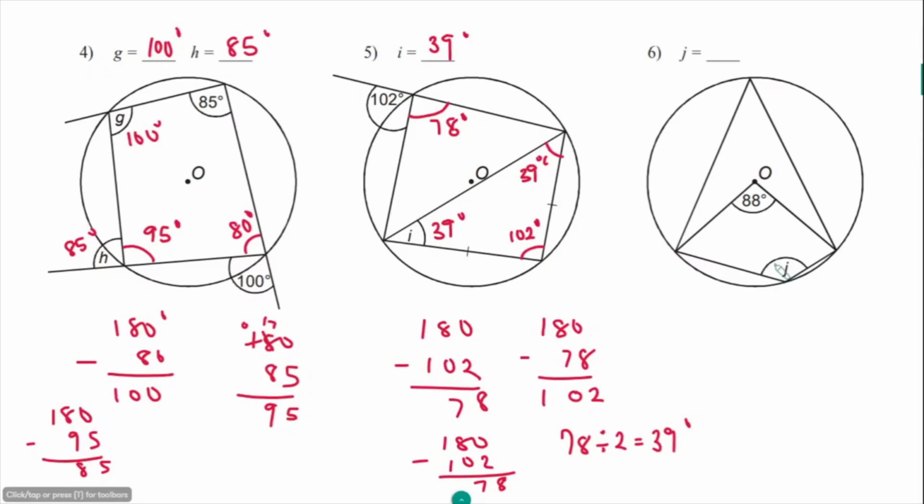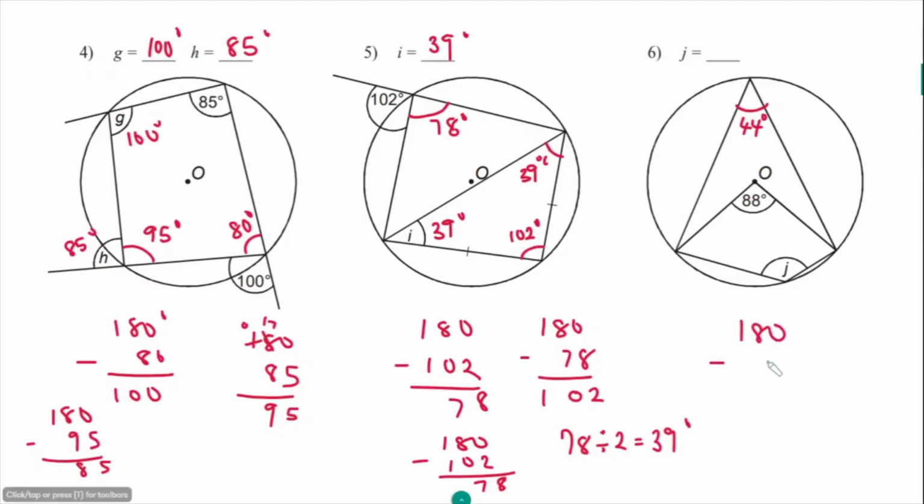There are a number of ways you could do this. You could find this reference angle here and then divide by 2 to get angle J. Or you could just think of this angle here to be 44, because the angle at the center is twice the angle at the circumference. So if here is 88, definitely here has to be 44. And then I can consider that this angle here and angle J add up to 180 because you have a cyclic quadrilateral.